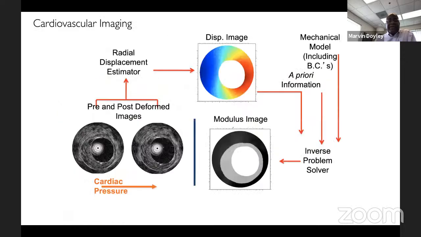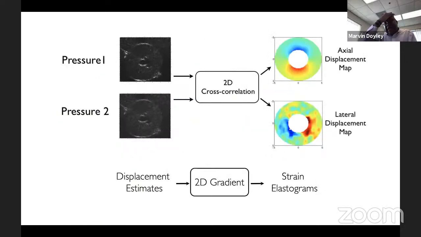All right, so again, same problem. This time it's a vessel as before, but we're looking from outside in rather than from inside out. Same vessel, 2D cross correlation. This is what the axial displacement would look like, and this is what the lateral displacement will look like. You can tell the lateral displacement is lousy, right? We take our displacement, calculate the gradient in both X and Y, and that will give us our corresponding strain.